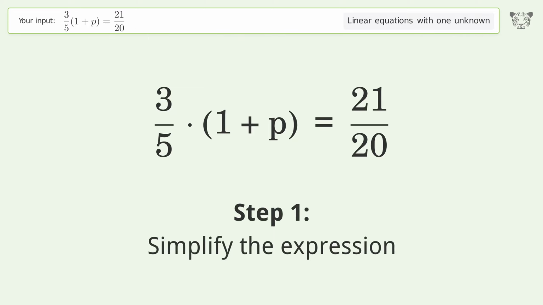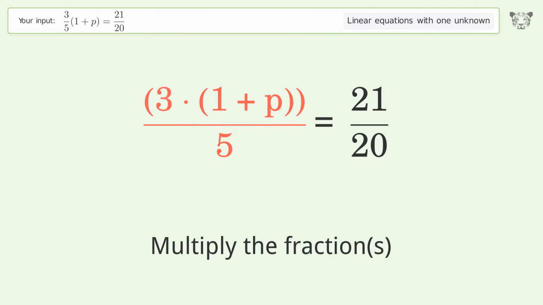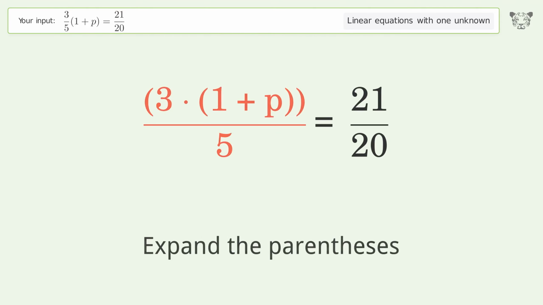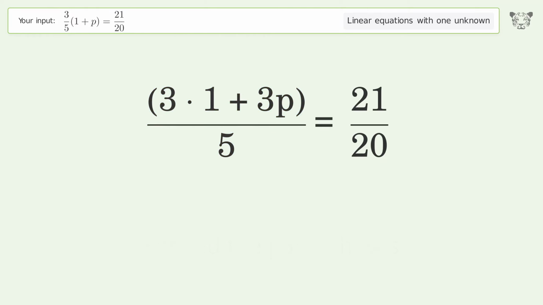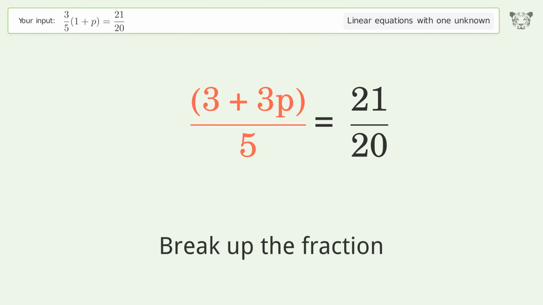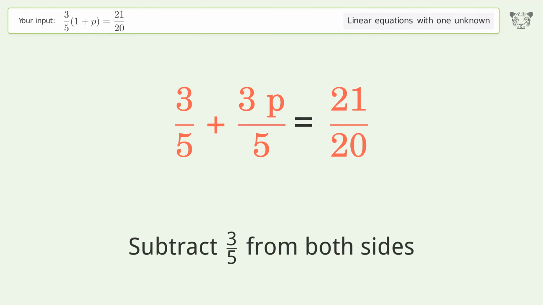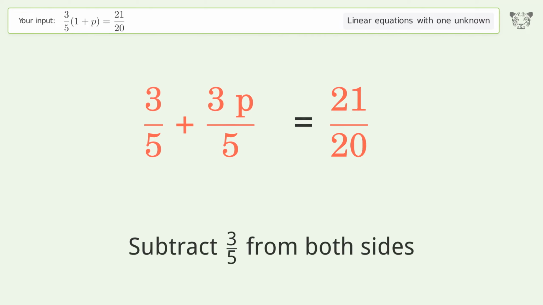Simplify the expression. Multiply the fractions. Expand the parentheses. Simplify the arithmetic. Break up the fraction. Group all constants on the right side of the equation. Subtract 3/5 from both sides.